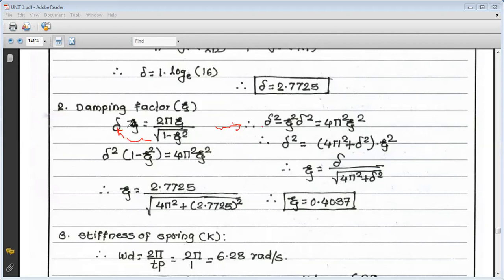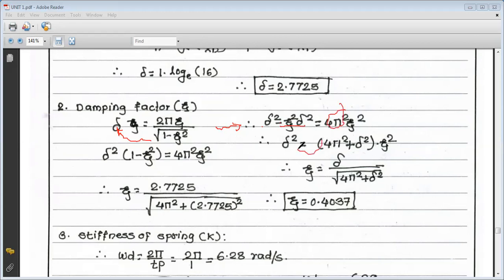So again, if you consider, now we have to take zeta square common. So we will take this value, that is minus zeta square delta square, to this side. So that becomes plus. So zeta square common means the remaining term is 4 pi square delta square. And from that we can find out the zeta square.